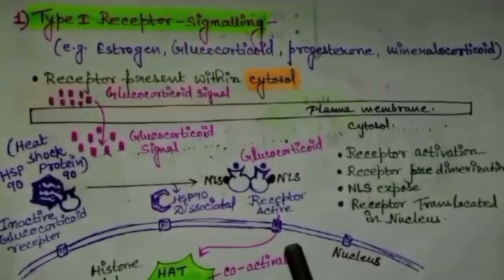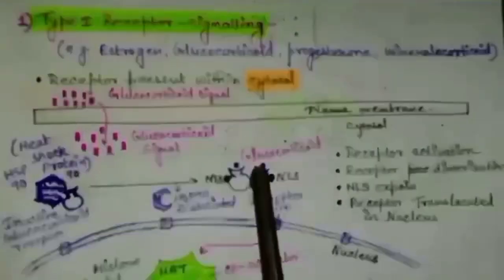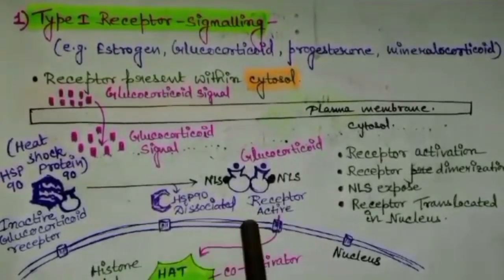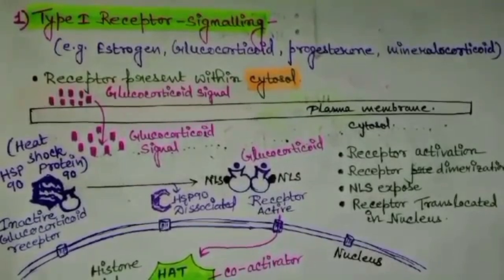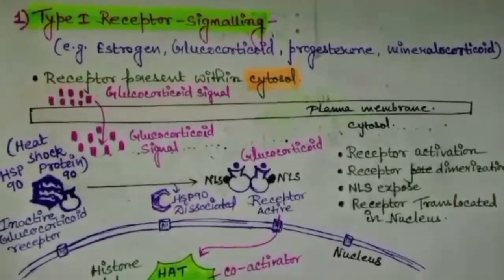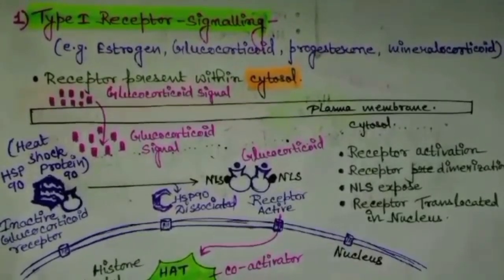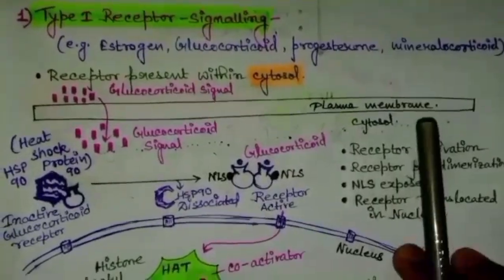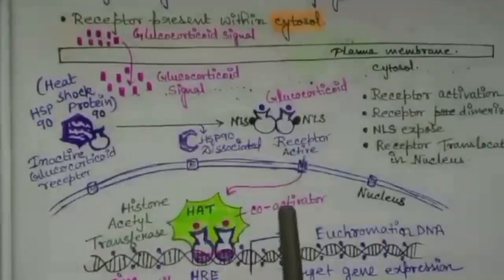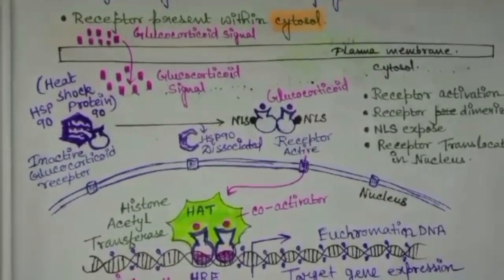After activation, it dimerizes, and then it enters into the nucleus. During entering, it exposes its NLS, the nuclear localization signal, which permits it to enter into the nucleus. And after entering the nucleus, those molecules are activated by a co-activator. Here a co-activator is required, and this co-activator is the HAT co-activator. What is the full form of HAT? Histone acetyltransferase. This HAT co-activator binds with the DNA.